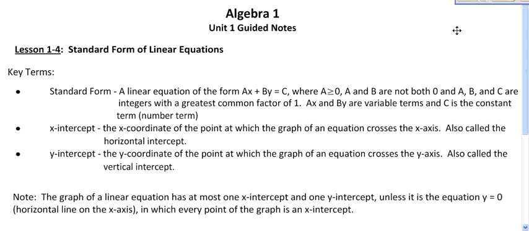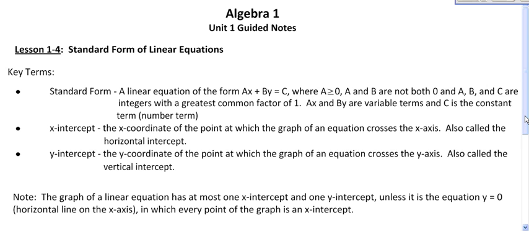Today's lesson 1.4, standard form of linear equations. Today all of our equations are given in standard form. The equation of standard form is ax plus by equals c. A and b are just coefficients. They're the numbers out in front of x and y. C is a constant.